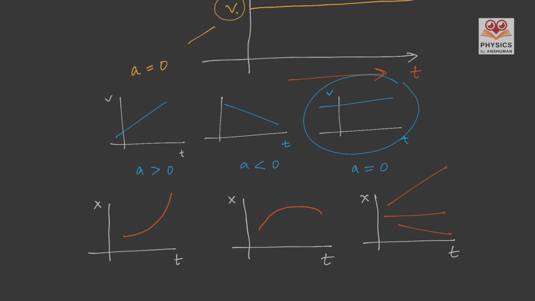Any straight line will show that the velocity of the object is constant. It is not changing. Though it is a position time graph, it also talks about the velocity. So you can analyze these things by yourself also.